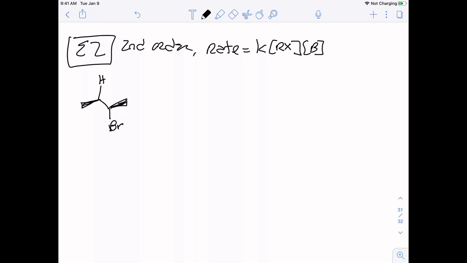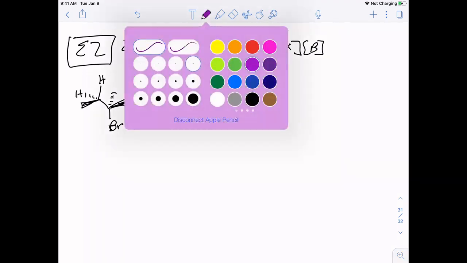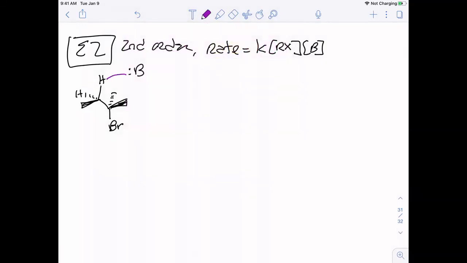So this time I had two R groups on there, so those are both methyl groups, and then I had my hydrogen. And then I'm just going to use B for base. And the base is going to take the proton at the same time that those electrons go down to form that pi bond at the same time that my leaving group leaves.